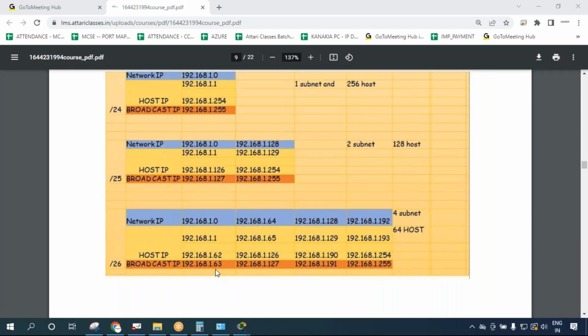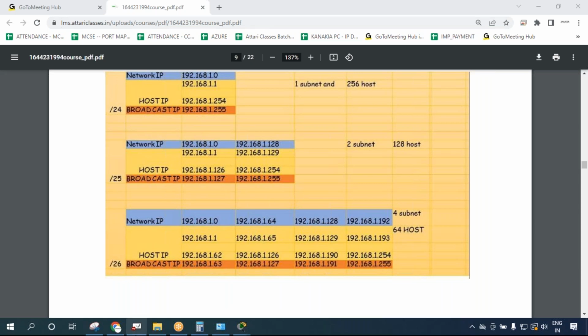First, /24 you have one subnet, 256 IPs. You go to /25, two subnets are created. In each subnet there are 128 IP addresses. Then you go to /26. In each subnet you have 64 IPs. So total 4 subnets are created. Now you might be wondering, why only 2 subnets are created? Why only 4 subnets are created?